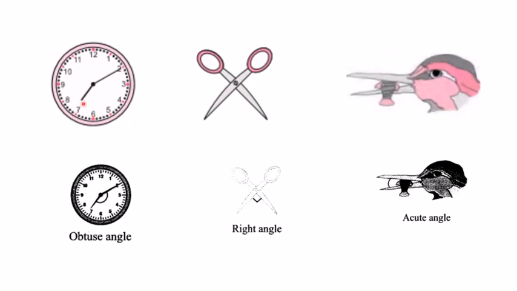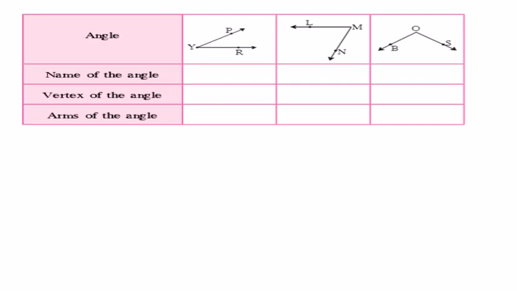So, any angle whose measure is more than 90 degree, it is an obtuse angle. If the measure is 90 degree, it is a right angle. And if the measure is less than 90 degree, it is an acute angle. Now, let's find the answers in this table. First angle is PYR. So first we need to write the name of the angle. So how can we write the name of an angle? It can be written as angle PYR or angle RYP.